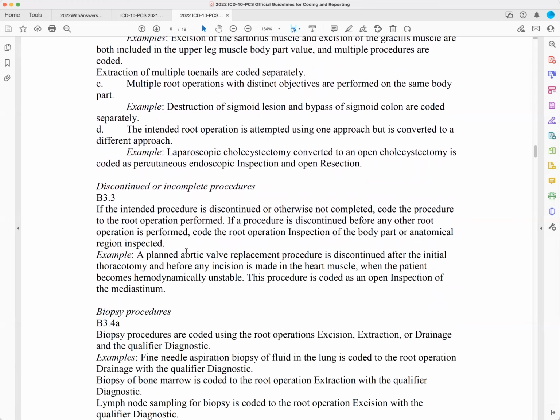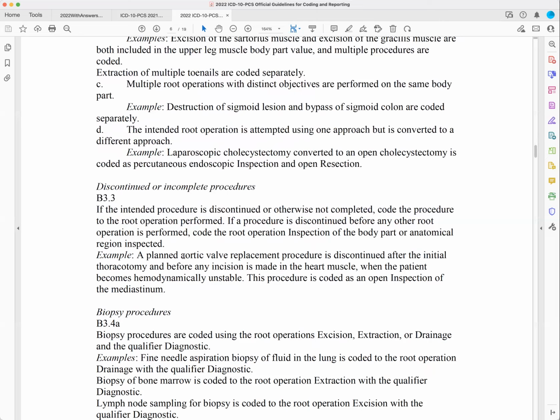Here we have discontinued or incomplete procedures. If the intended procedure is discontinued or not completed, you're going to code the procedure to the root operation that was performed, so to the extent that they were able to get to. So if it's discontinued before any other root operation is performed, then you're going to code that as an inspection.